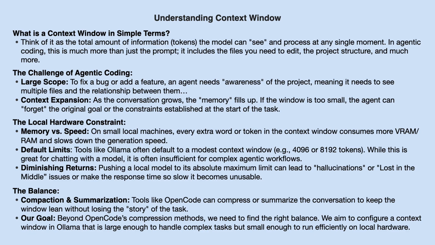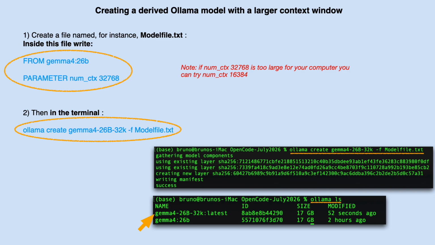Tools like Ollama often default to a modest context window. While that's perfect for casual chat, it's usually too limited for complex, multi-step workflows. That's why we generally aim to expand the context window so the agent has the full picture to work with. Here's a simple way to create a derived Gemma-4 model using Ollama with an extended context window.